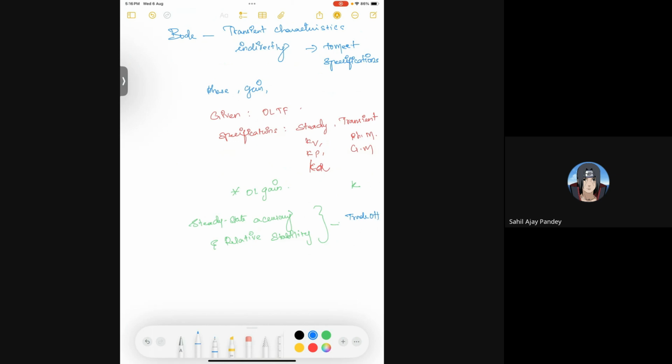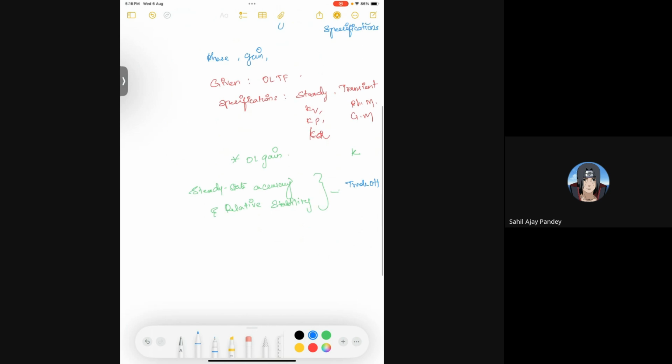If you focus more on your steady state accuracy, you might lose relative stability. If you focus more on relative stability, you might lose steady state accuracy. So you should be able to design a compensator that achieves both of these with a proper trade-off. This is the first point. The second thing to notice is to have a high value of velocity error constant. For example, I want to design a KV greater than 50, greater than 100, something like that.